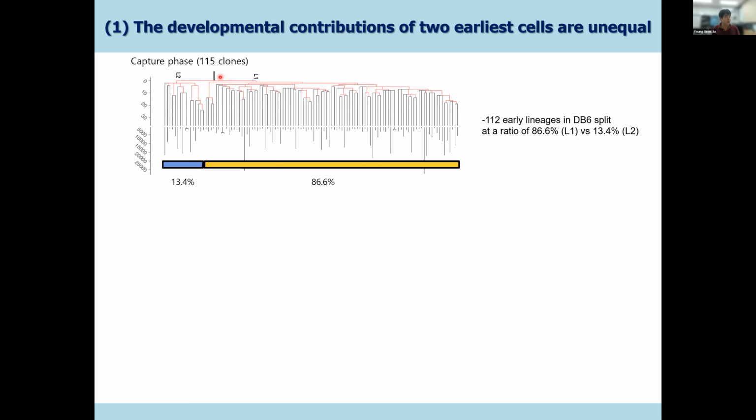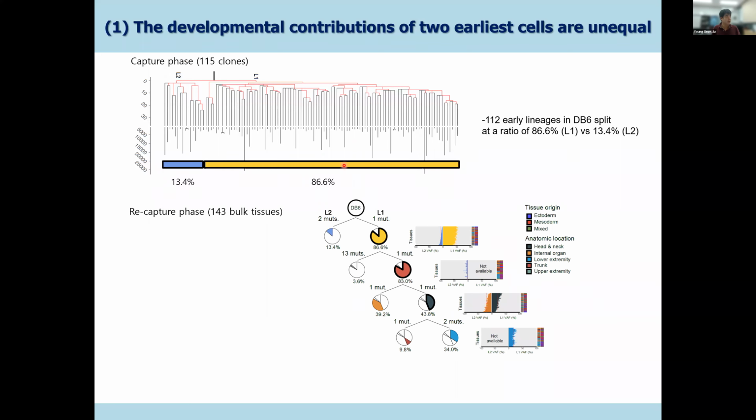So there are actually 115 clones, and the contribution of each of the two earliest nodes would be around 50-50. That is the expectation from a uniform distribution. But in this phylogeny, we observed that lineage 1 contributed around 86%, and lineage 2 contributed only 13%. So there is a huge asymmetry in the contribution of those two earliest nodes. This is confirmed in our recapture phase as well.